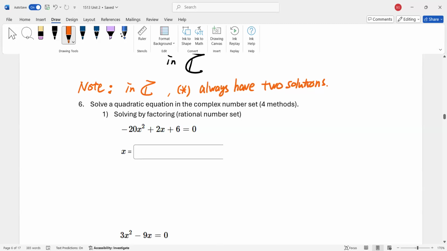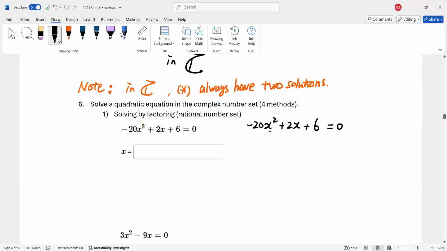That method doesn't apply all the time. It only applies when the equation has solutions in the rational number set, when both solutions are rational numbers. So the application of this method is limited, solving by factoring. Okay, let's look at the equation. The equation is negative 20x squared plus 2x plus 6 equals 0.